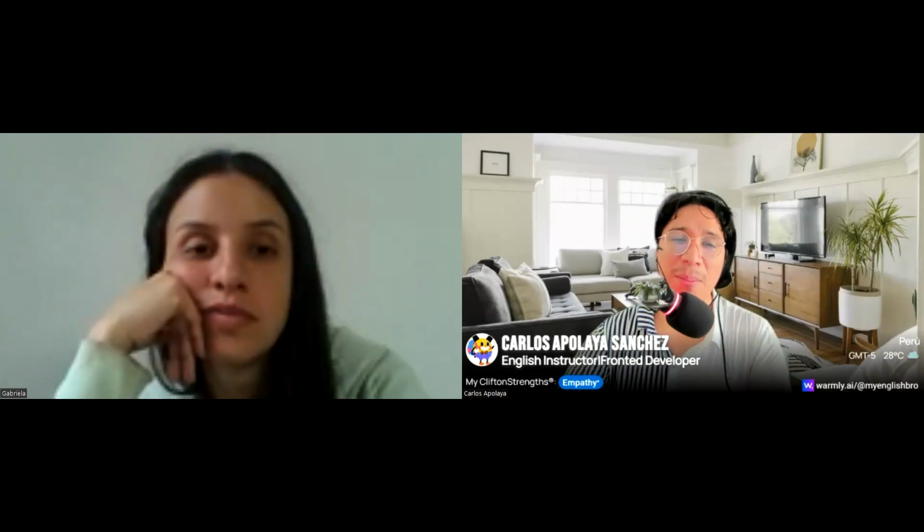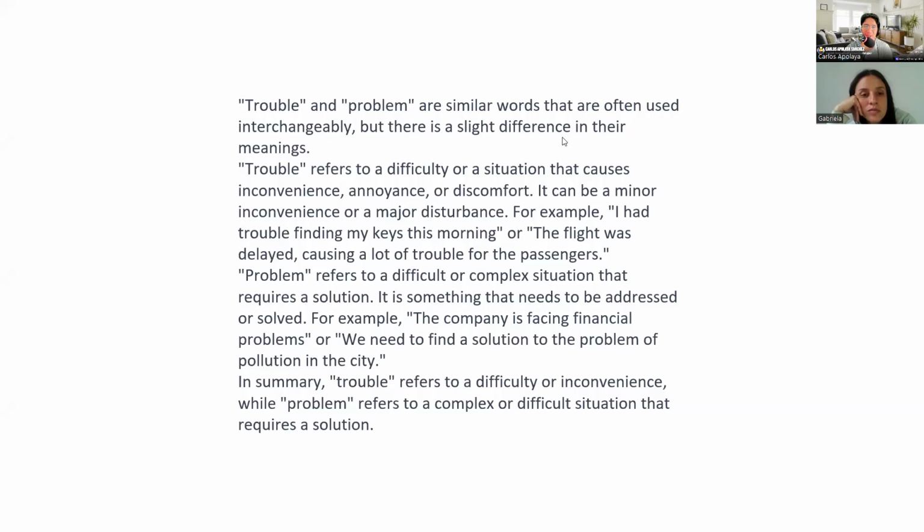Dice, trouble and problem are similar words that are often used interchangeably, but there is a slight difference in their meanings. Mira, pero hay una ligera diferencia. Trouble refers to a difficulty or a situation that causes inconvenience, annoyance, or discomfort. It can be a minor inconvenience or a major disturbance. For example, I had trouble finding my keys this morning. The flight was delayed, causing a lot of trouble for the passengers. Entonces, trouble se refiere a una situación o a una dificultad que produce disconfort, que produce enojo.